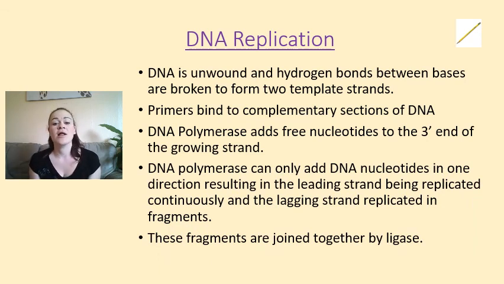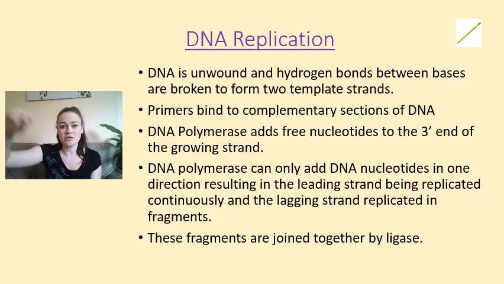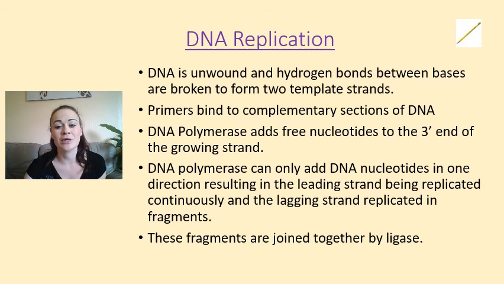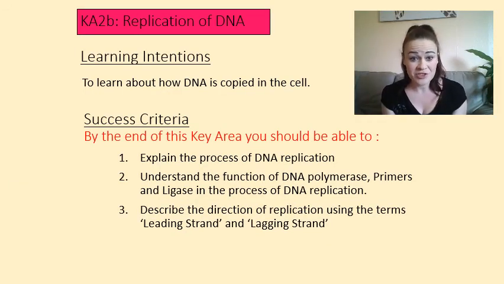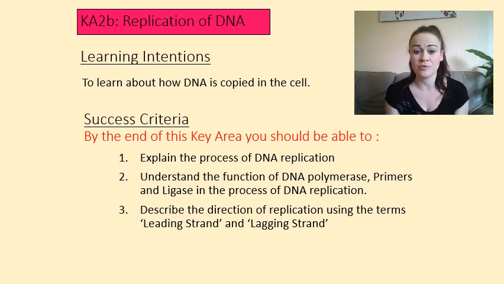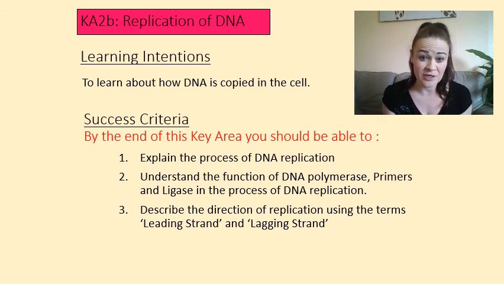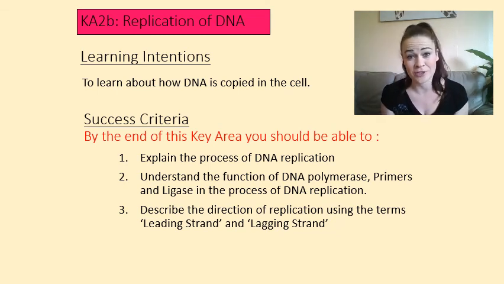This means that on one strand it's a nice continuous addition of nucleotides, that's our leading strand, but on the other strand, it's going to be our lagging strand, it gets done in fragments. These fragments are joined together by ligase. That's the end of my little summary. Hopefully I've explained the process of DNA replication and given you the function of DNA polymerase, primase and ligase, and you now understand the differences between the leading strand and the lagging strand a little bit better.